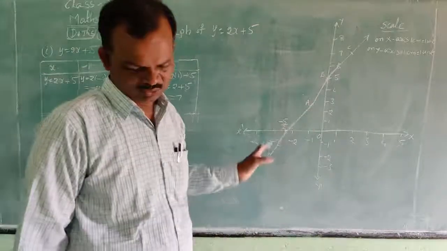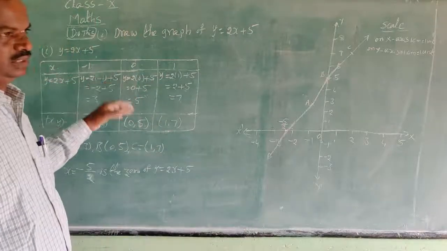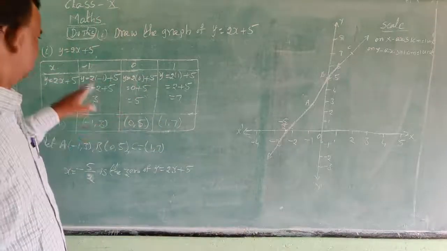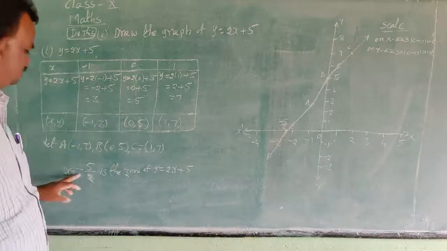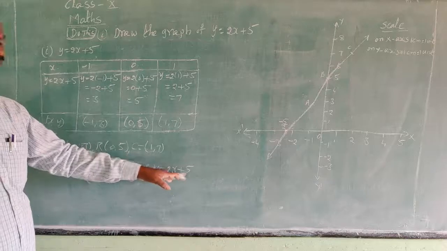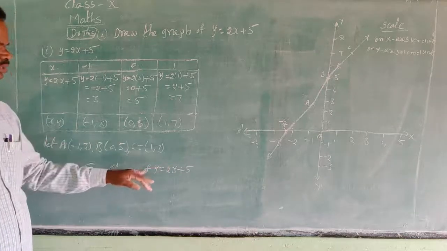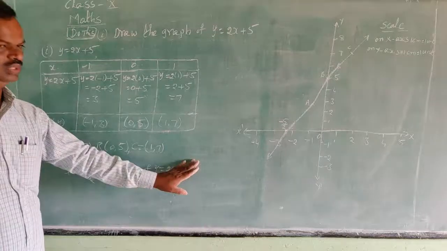You do the two sums, y is equal to 2x minus 5 and y is equal to 2x. The second one's answer is x is equal to 5 by 2 is the zero of the polynomial y is equal to 2x minus 5, and the third one is x is equal to 0 is the zero of the polynomial y is equal to 2x.